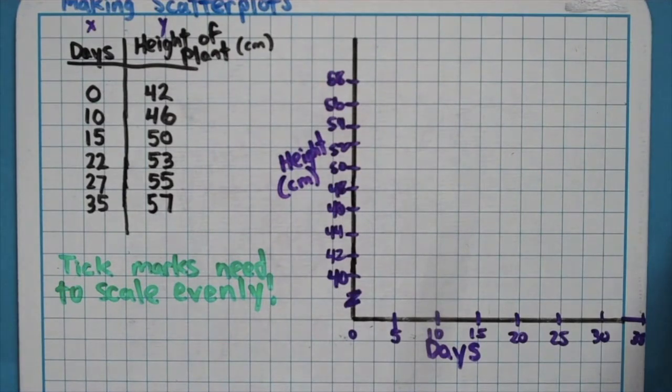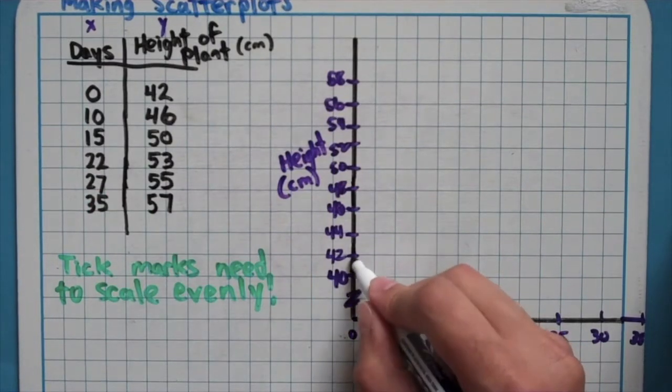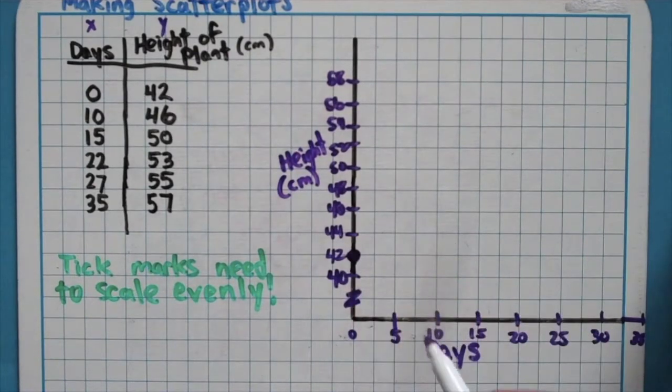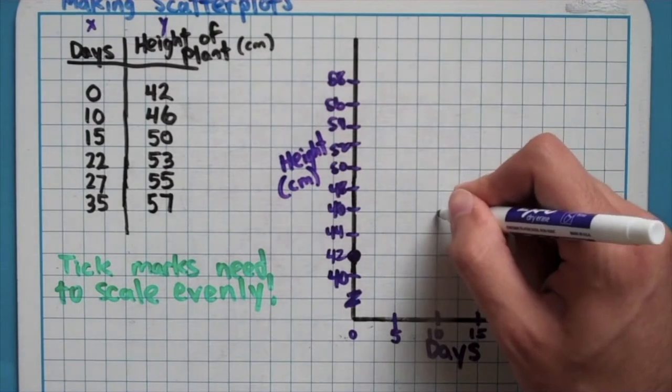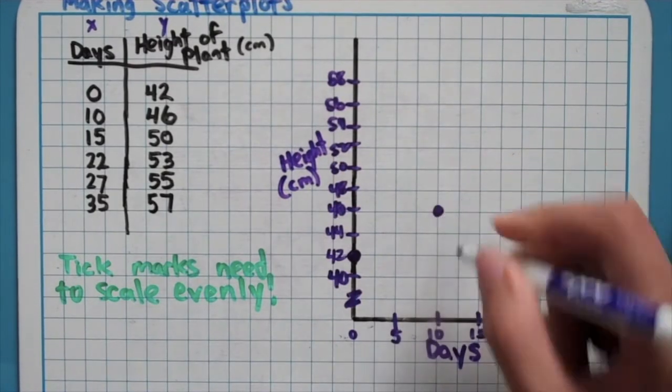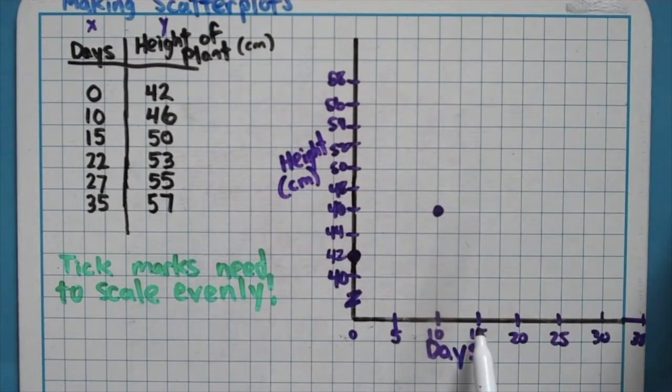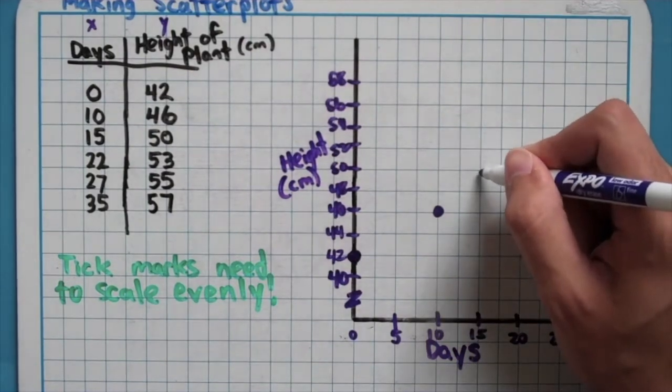Once you have this in place, we're going to go ahead and plot our points. Now this is just plotting x comma y. So for instance, we had 0 comma 42, we had 10 comma 46, and it's going to keep going like this. So I'm just going to plot your points right here. I'm going to probably fast forward this part in the video so you guys don't have to watch me plot a bunch of points.